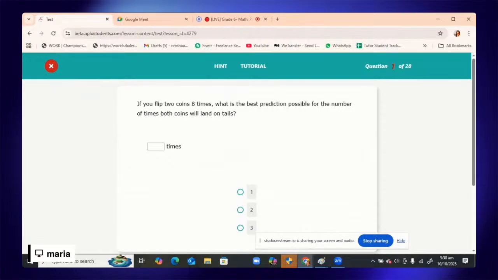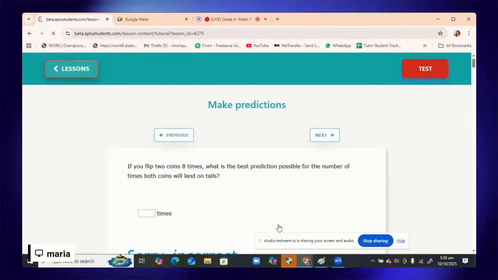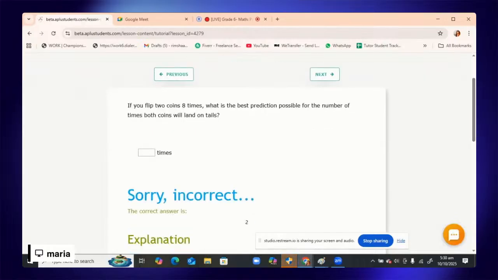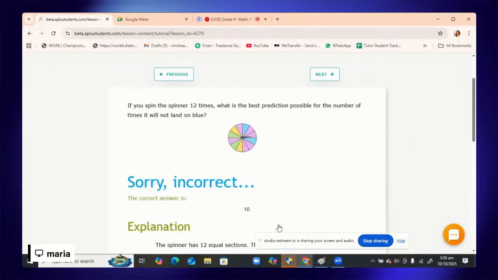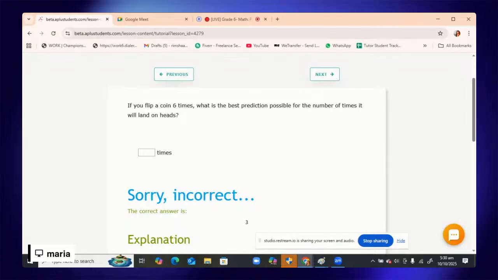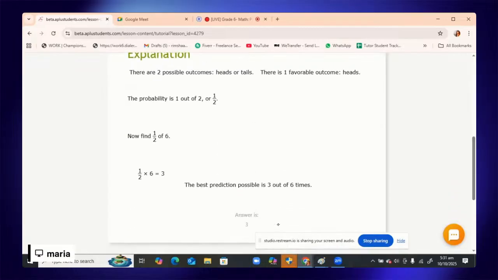So they are saying that if you flip two coins 8 times, what is the best prediction possible for the number? We already solved this question, I think. Yeah, if you flip coins 8 times, we already solved this question. We are taking another question, okay? If you flip a coin 6 times, let's do this one. What is the best prediction possible of the number of times it will land on the heads?